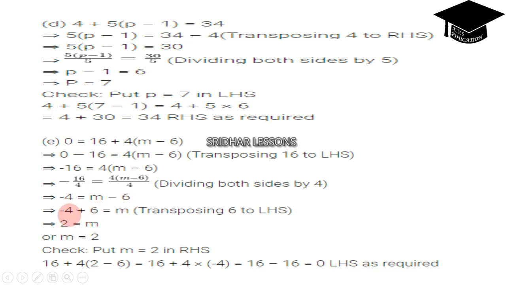That means minus 4 plus 6 is equals to m, upon transposing the value of 6 to the left hand side. Therefore, minus 4 plus 6 is equals to 2. So m is equals to 2. So if you want to check, put m is equals to 2 in the right hand side. 16 plus 4 into m minus 6, that means 2 minus 6. So 16 plus 4 into here the value is minus 4. So 16 plus 4 into minus 4 is minus 16. So 16 minus 16 is equals to 0, equal to the left hand side as required.